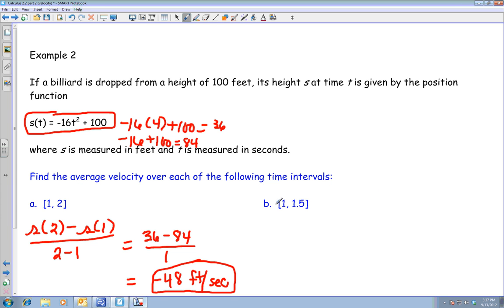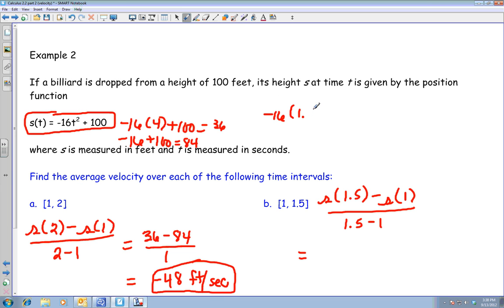All right, so between 1 and 1.5 seconds. So I'm changing my position, and I always put my largest number in first. So s of 1.5 minus s of 1, all over my change in time, 1.5 minus 1. So I'm going to use the same equation over here. This time I'm plugging in 1.5 and 1. So you might have to use your calculator for that.